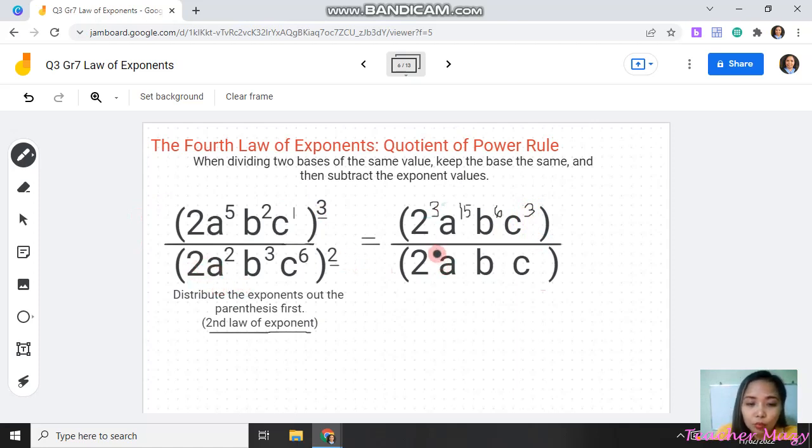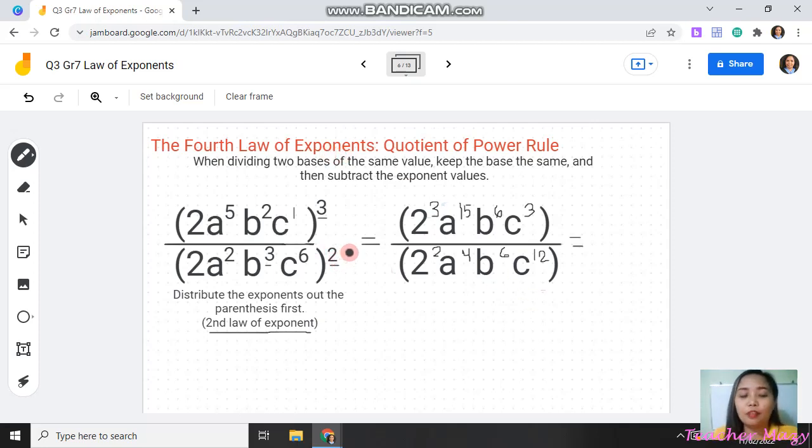So we have 2 squared. 2 times 2, that is equal to 4. Okay, and then 3 times 2, the product is 6. And 6 times 2, the product is 12. Okay, now let's simplify it using the fourth law of exponents.